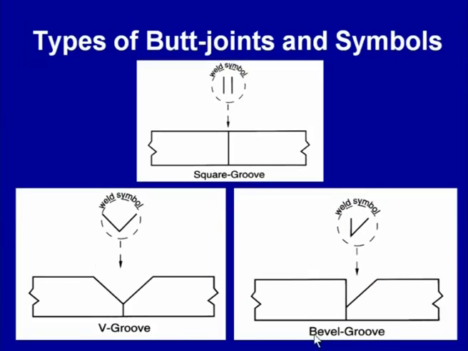And then the bevel groove, where the preparation is made just on one side of the plate, and the edge of the other plate is maintained square.